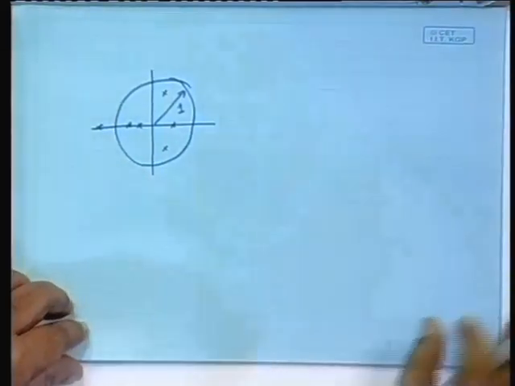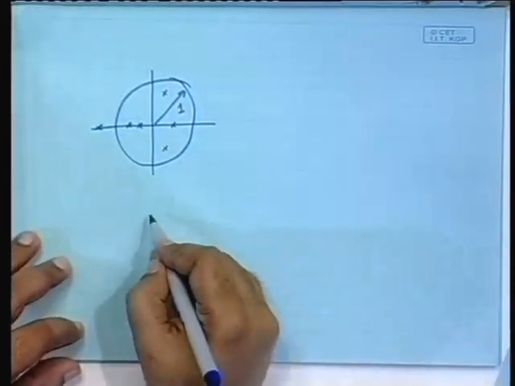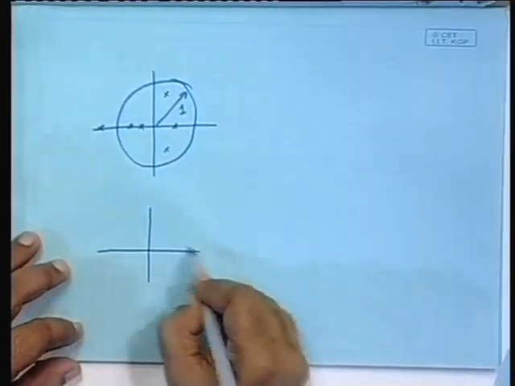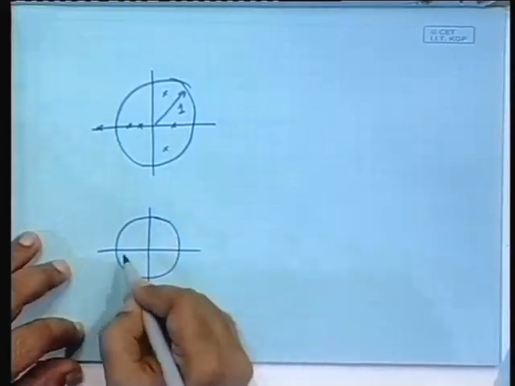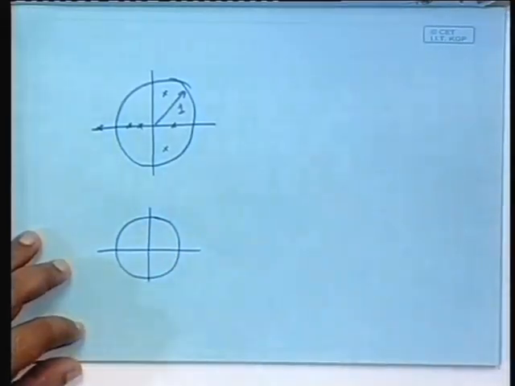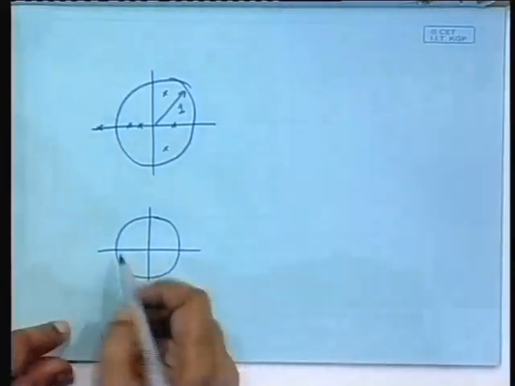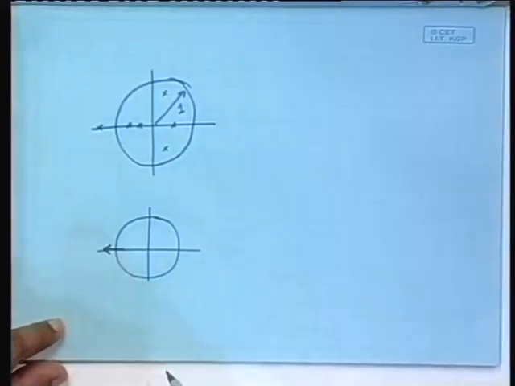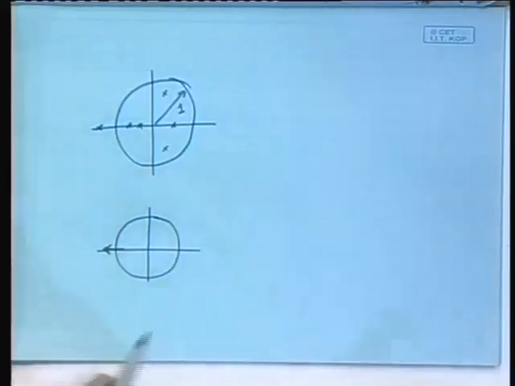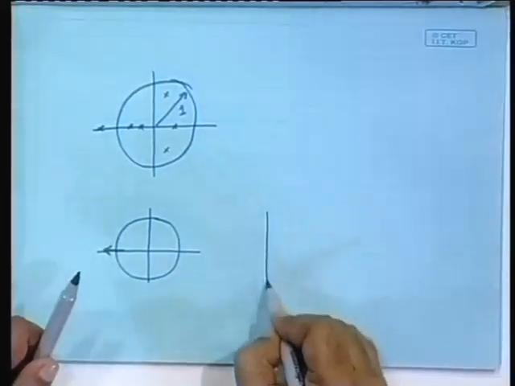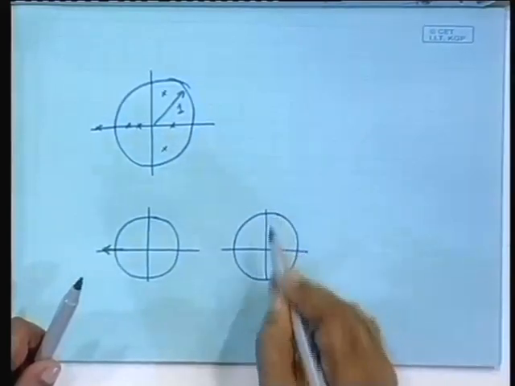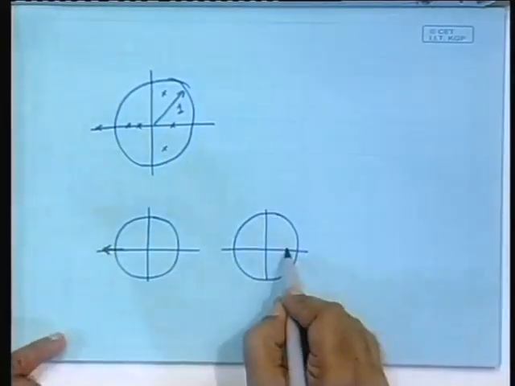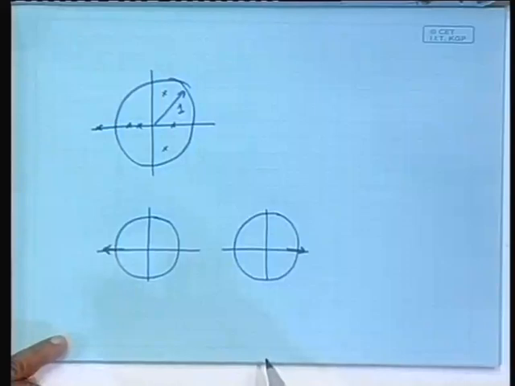It is not difficult to see. There are exactly 3 possible ways. One, say the unit circle is like this, and an eigenvalue goes like this. It is possible. Another possibility is where you have the unit circle like this, and one eigenvalue goes like this.